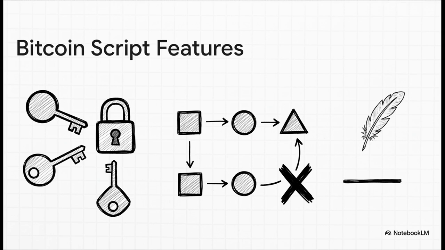And here's the absolute genius of it. It's just powerful enough to do cool things, like requiring, say, 3 out of 5 people to sign off on a transaction. But it's also intentionally limited. For example, you can't create loops in the code. And that's a feature, not a bug. It makes it impossible for a transaction to get stuck running forever and gumming up the works for the whole network. Its simplicity is its greatest strength.